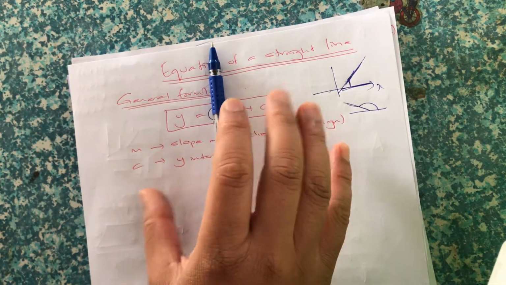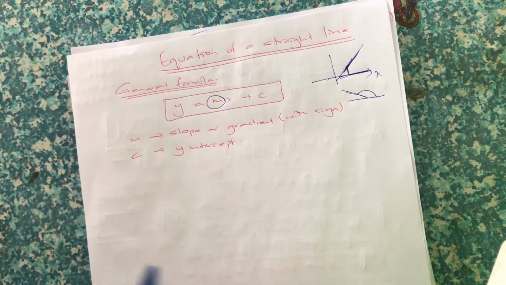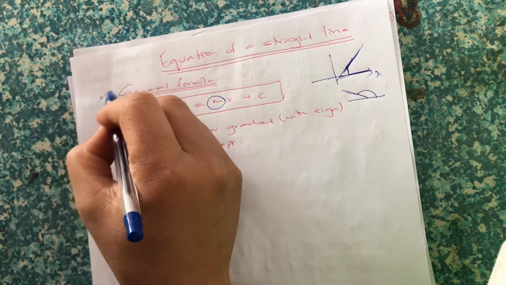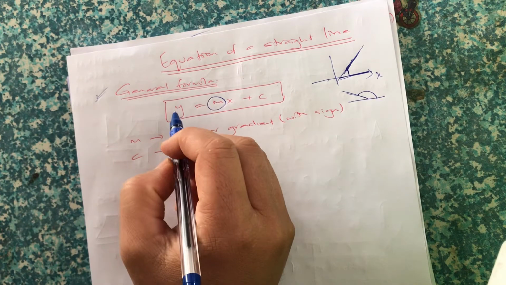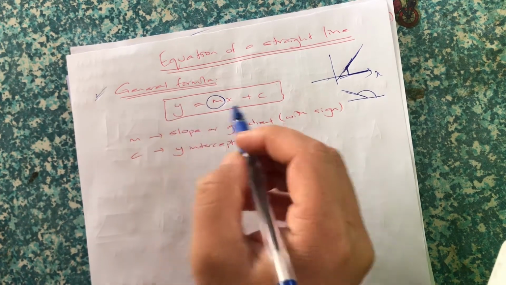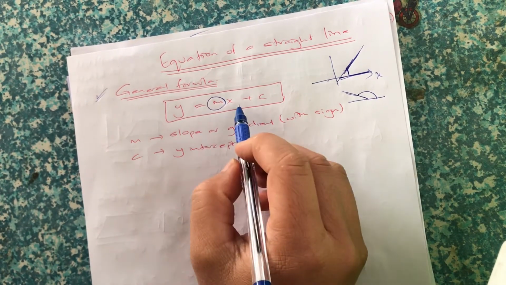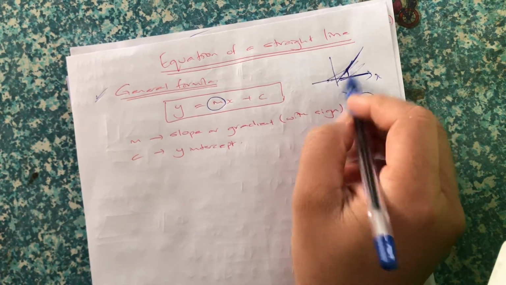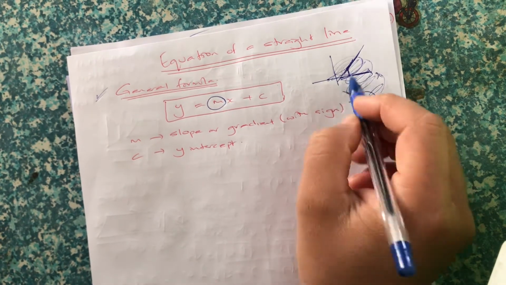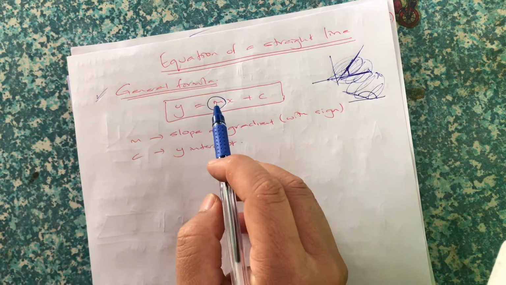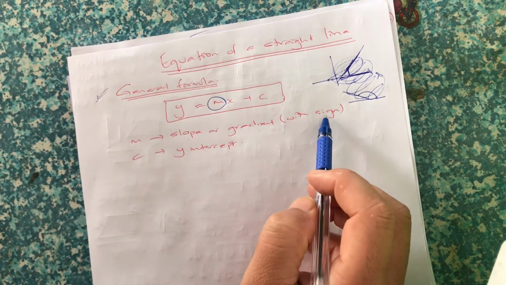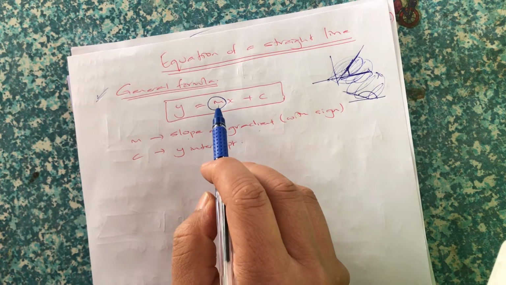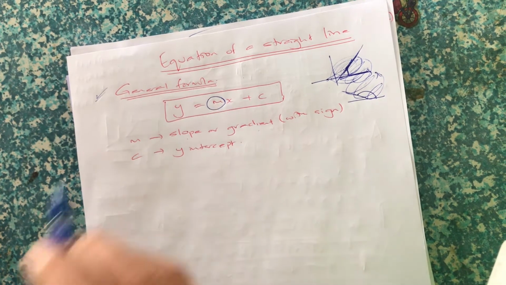Now, the first thing that we'll discuss about the equation of a straight line is that there is a general formula. The general formula is y is equal to mx plus c. This is the general formula by which we can find the equation of a straight line. In this, m stands for your slope or your gradient, and it's with sign. So whatever is the value, you'll have to take it with sign.